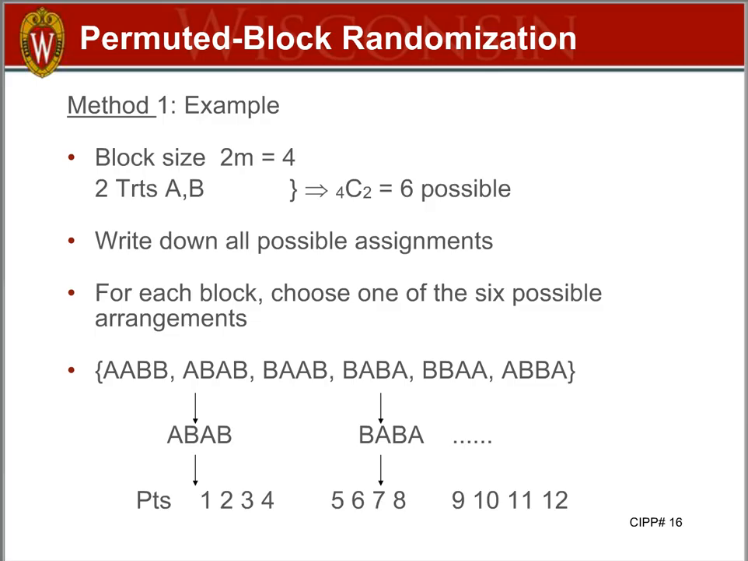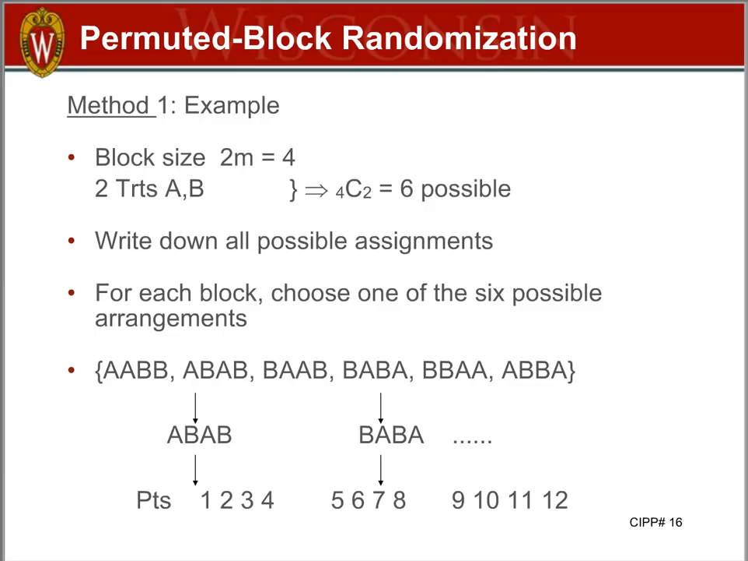So imagine we write those 6 designs on 6 pieces of paper and put them into a hat, and we stir them around and we pull out one piece of paper. The first piece of paper we pull out has the list A, B, A, B. So the first 4 patients will be assigned in that order. Patient 1 is assigned to treatment A. Patient 2 assigned to treatment B. Patient 3 assigned to treatment A. And patient 4 assigned to treatment B.